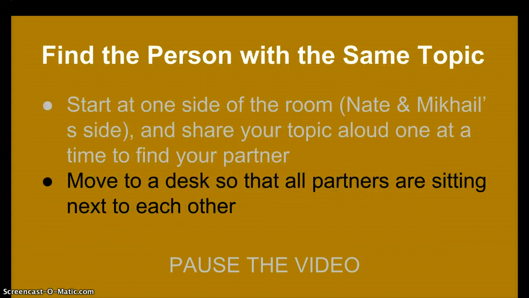Now that you've written your paragraph, you need to find the person in the classroom that has the same topic as you. All of you got your own cards, but there's somebody else out there that's written about the same thing you have. So start with the side where Nate and Mikhail sit. Nate, I'd like you to share what your topic is, and then whoever has the same topic as Nate, go join him on his side of the room. And whoever is sitting right next to Nate, please get up and give Nate's partner your desk. So eventually all of you will be sitting right next to your partner.